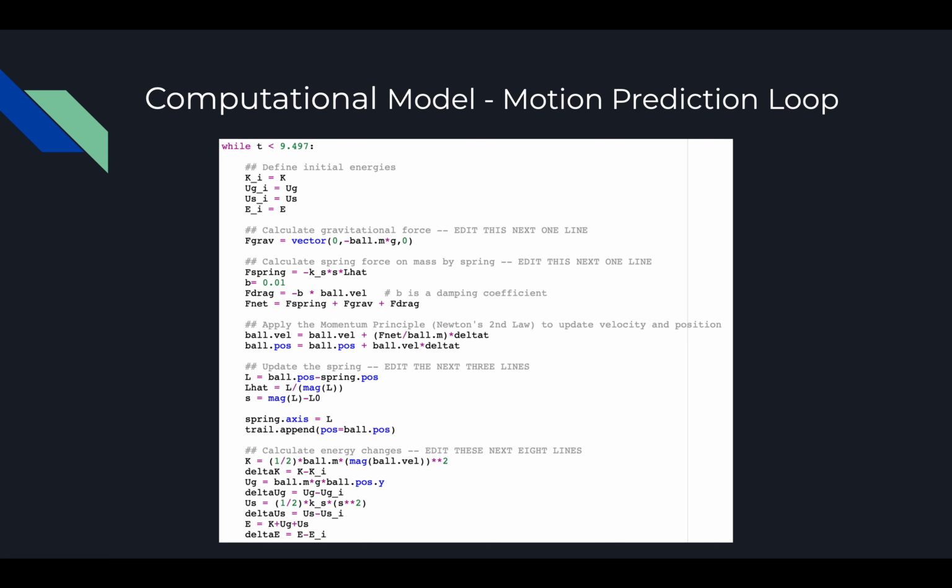Then we update the spring, using these 3 lines from the previous slide. And finally, we calculate the energy changes, and this is done by using each energy formula and then subtracting it from the initial.